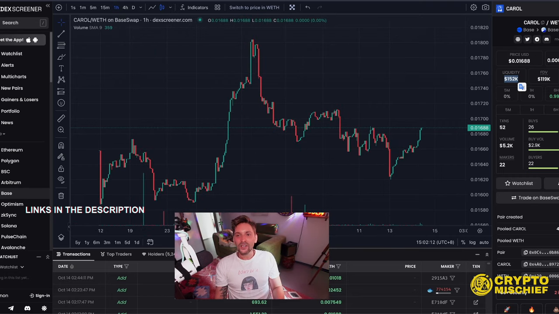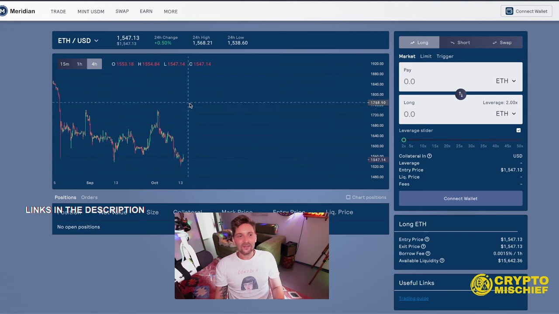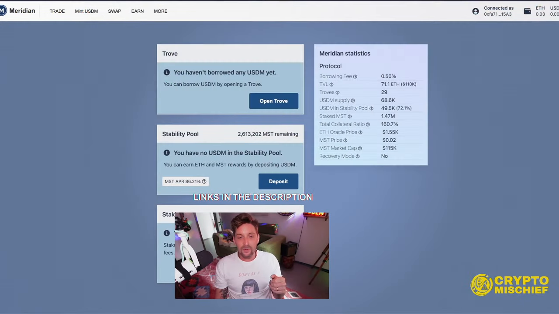Next one we're going to talk about is Meridian. This is a quite new, very new platform on Basechain. The game theory of Meridian is that you supply Ethereum to get their stablecoin. You then supply their stablecoin to mine the MST token. Then you would stake the MST token to then earn platform fees. This is a nice addition to the general perpetual DEX idea. Quite unique, quite special, liking it.